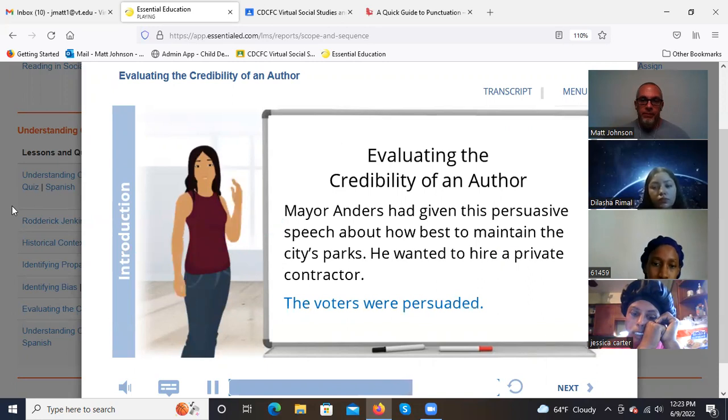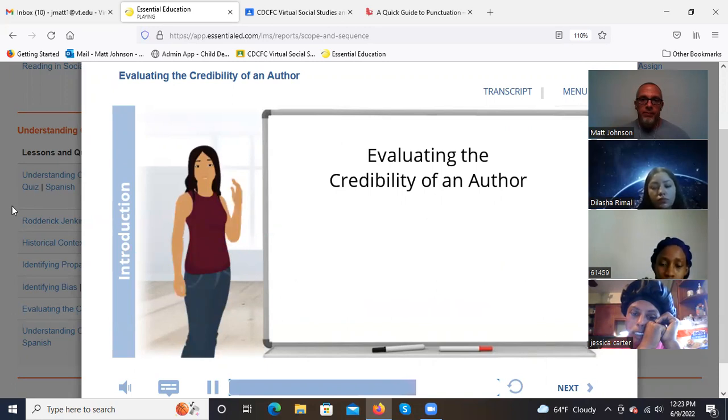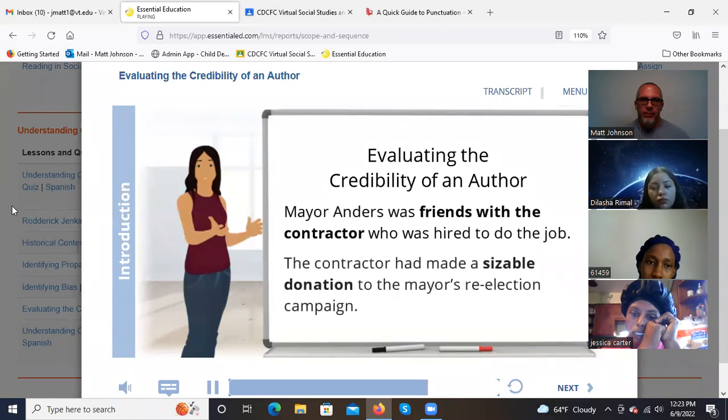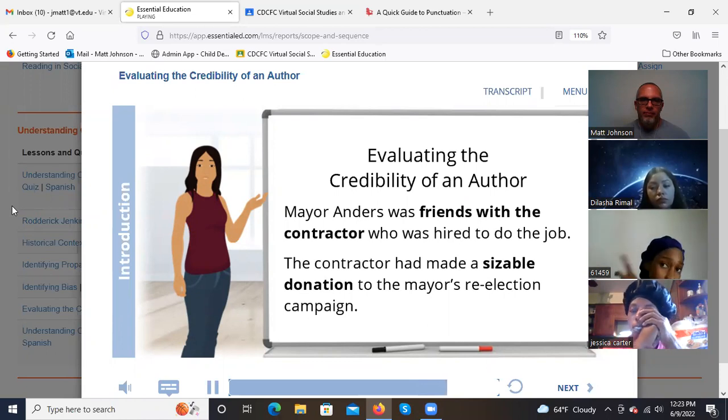We don't know specifically what went wrong, but we eventually found out that Mayor Anders was friends with the contractor who was hired to do the job, and the contractor had made a sizable donation to the mayor's re-election campaign. If the voters had known that from the beginning, there's no way they would have trusted the mayor's plan. His plan wasn't credible. The mayor had a conflict of interest.